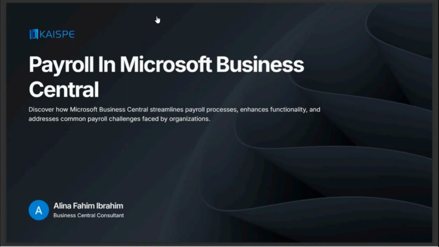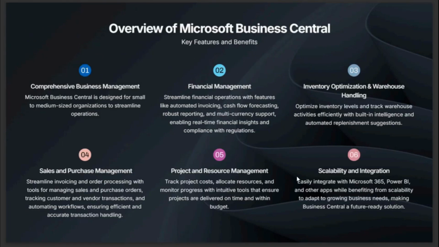So let me start with the Business Central overview. Business Central has some key features, which include business management. Basically, business management is designed for small and medium-sized organizations to streamline operations. Business Central handles sales and purchase management, which includes customer and vendor transactions, customer tracking, vendor tracking, managing sales and purchase orders, and invoicing. It also automates workflows and ensures efficient and accurate transaction handling.